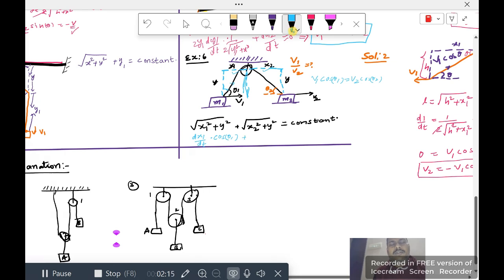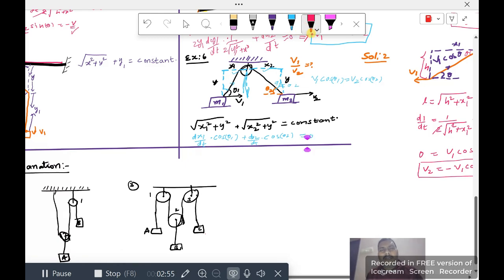So this is also x2, meaning dx2 by dt into x2 by root over this hypotenuse. Here also theta 2 is given. This is 90 minus theta 2 from the diagram. Sin of 90 minus theta 2 is equal to, for 90 minus theta 2 the opposite is x2. Therefore, sin of 90 minus theta 2 you can write as cos theta 2, that is equal to opposite by hypotenuse. Therefore, cos theta 2 will come. So that equals 0.